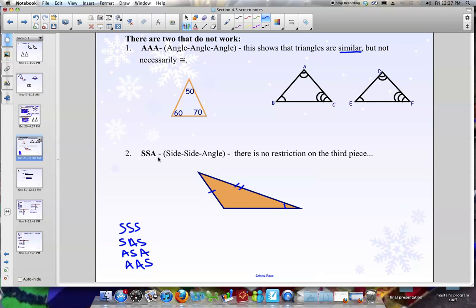The SSA theorem does not work because there are no restrictions between this angle and this side. So this angle can be big, allowing the side to be big, or the angle can be small, allowing the side to be small. So these are the four that work. These are two that do not work. Do not use those as reasons why triangles are congruent.